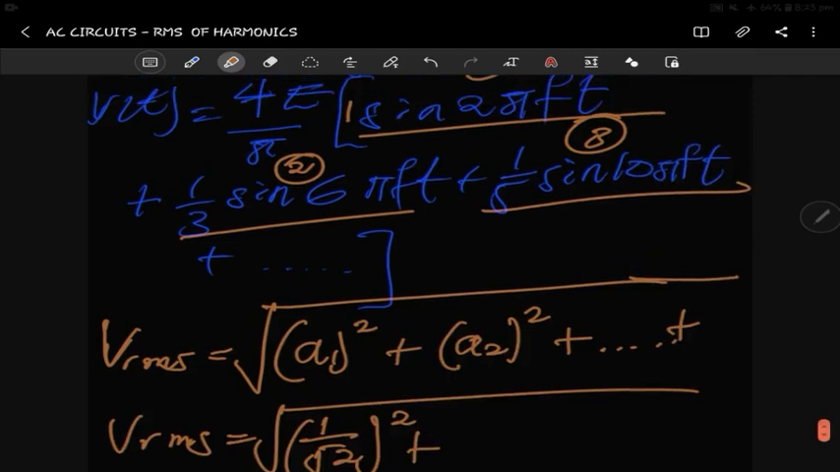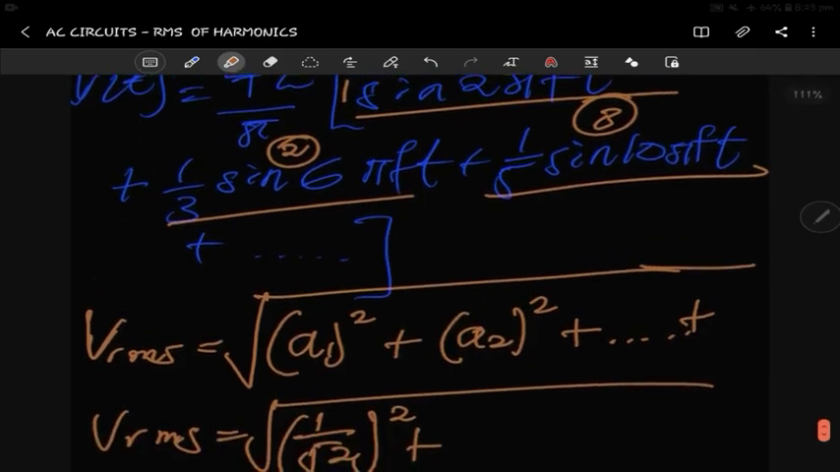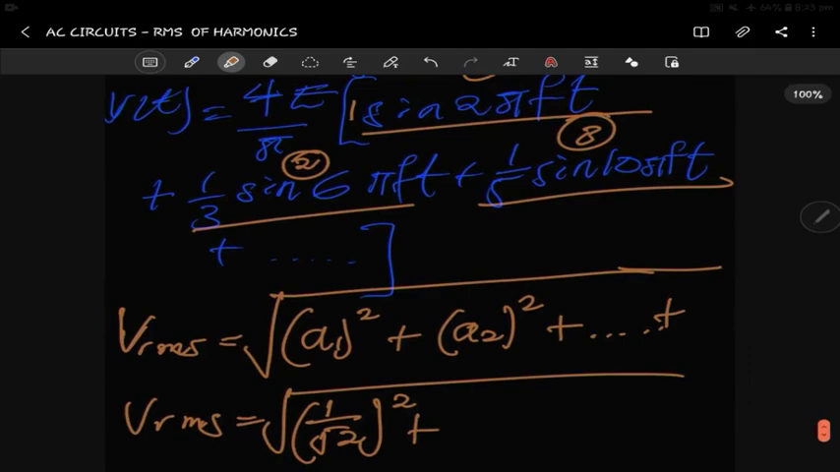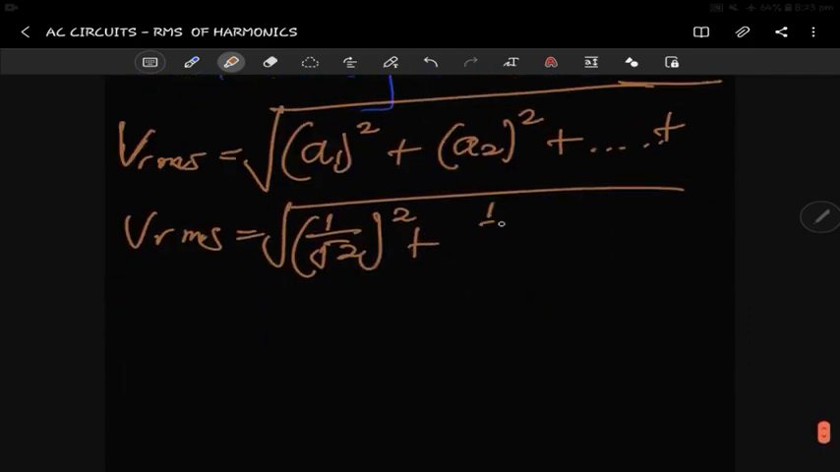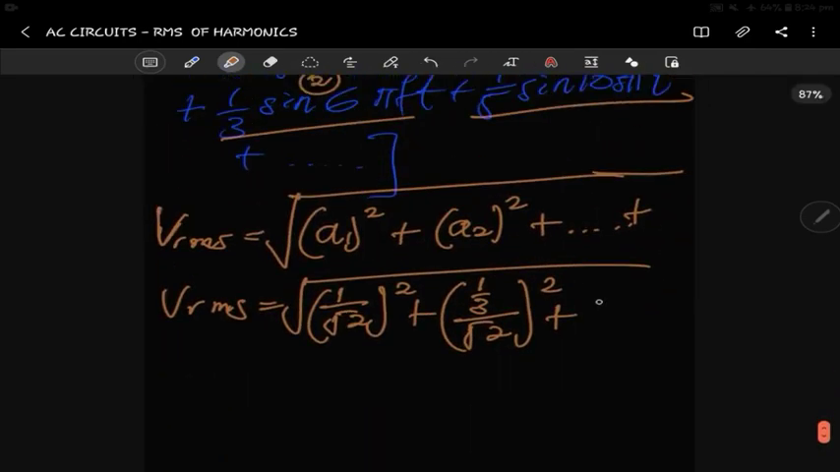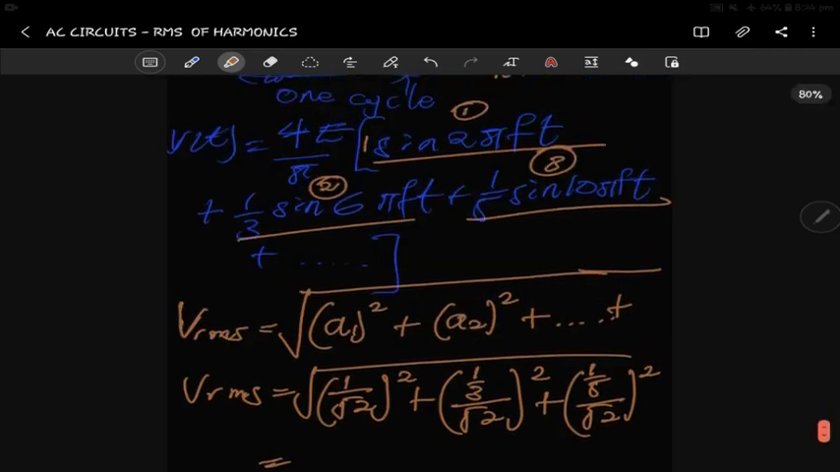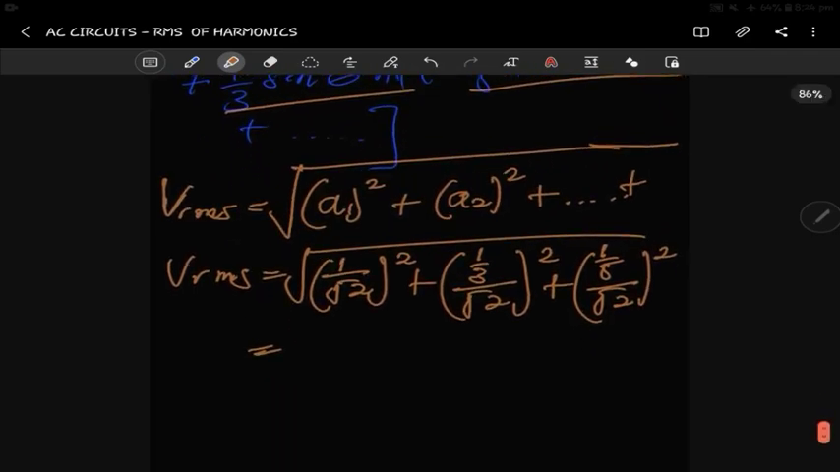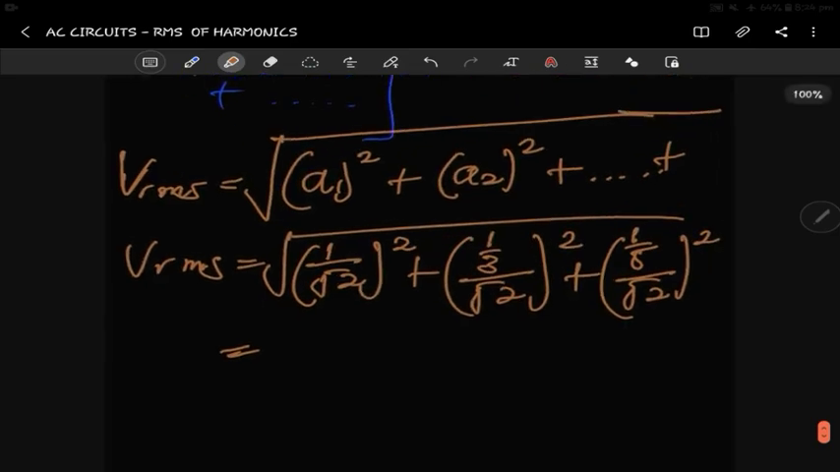Go to the next one. Where's the second one? The second one is this. The peak value there is 1 on 3, right? So you're now getting 1 on 3, and then we put all this on root 2, and then we square it, right? Then go to the next one. Next one we have 1 on 5, so that will be 1 on 5, and put that on root 2, right? And then we square. So this is what will give us the RMS value for that function, which is a square wave. So let's see what we get for this one.